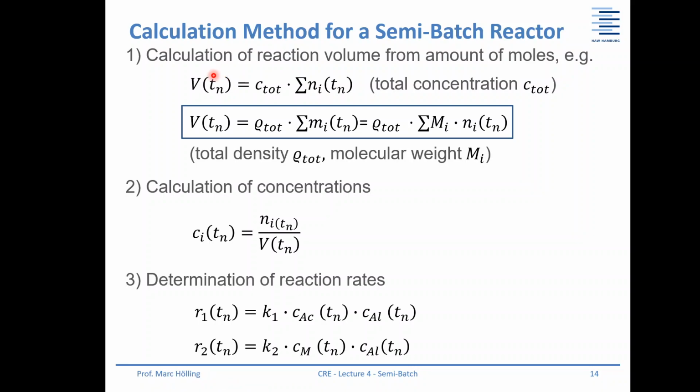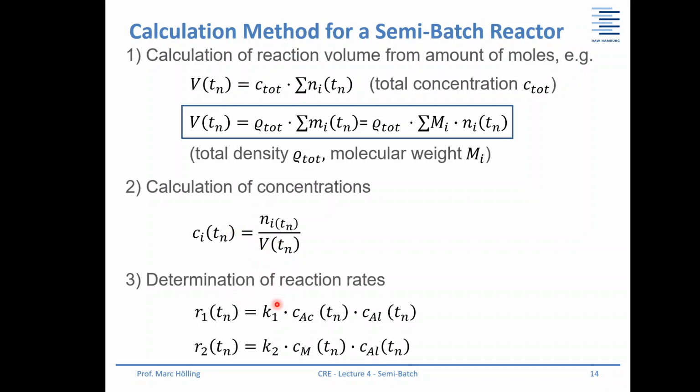first we need to know what our reaction volume is. For example, if you know the total concentration, then you can just say, I need the mole amounts of all the components at time step Tn, then I multiply with the total concentration. Or in our case, I will give you an example where you know the total density. If you know the total density, then you must know all your masses from your components, and the mass of each component can be calculated just by the amount of moles times the molecular weight. And then you have your total mass, and with the total mass and total density you can calculate your reaction volume. Okay, if you have this, then you can calculate concentrations. You just divide the amount of moles of each component by the volume, then you have your concentrations.